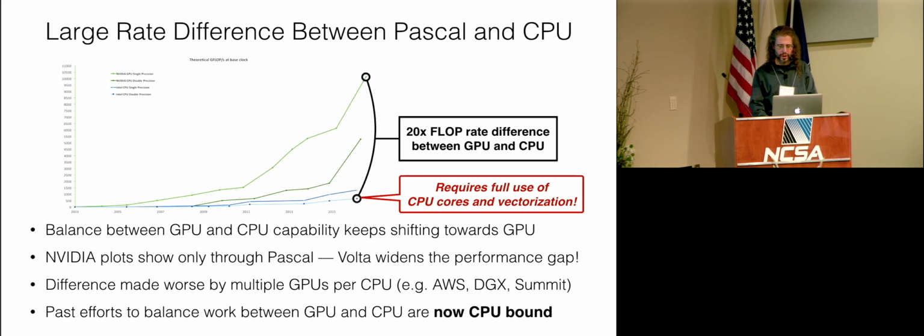So the difference today is made even worse by having multiple GPUs per node on systems like AWS, DGX, and Summit. And our past efforts to balance work between GPU and CPU have been shown now to be CPU bound.